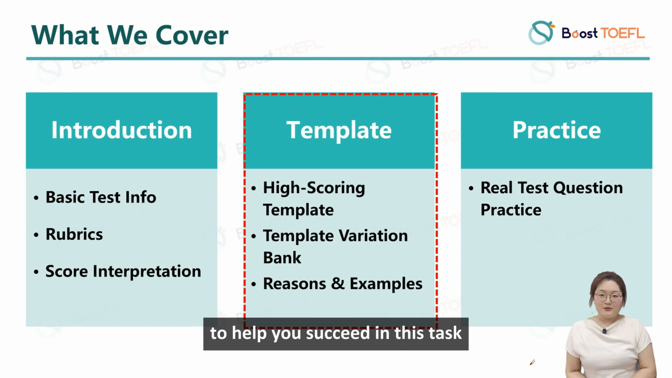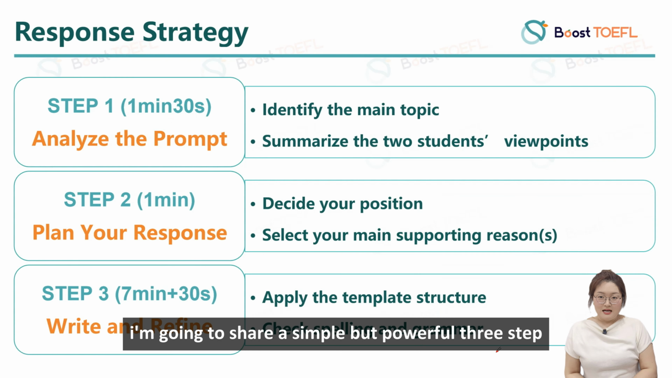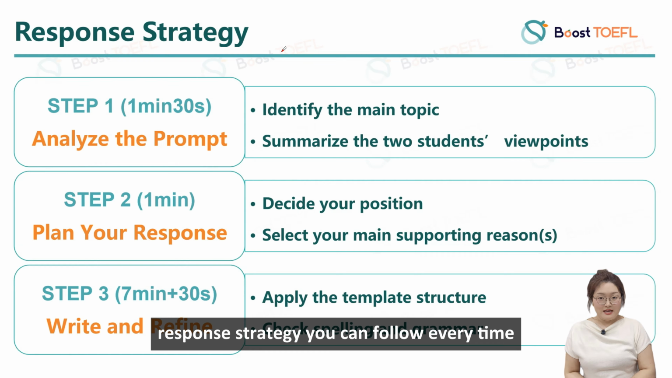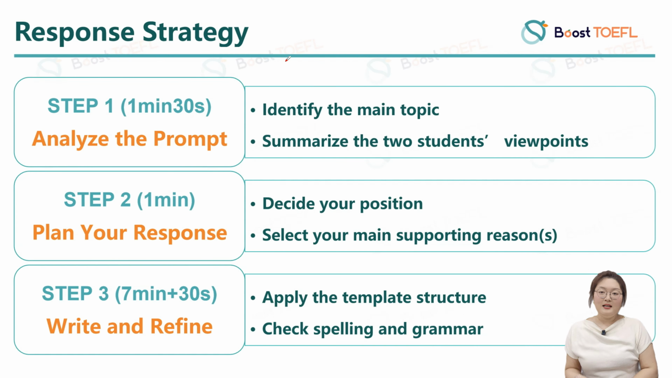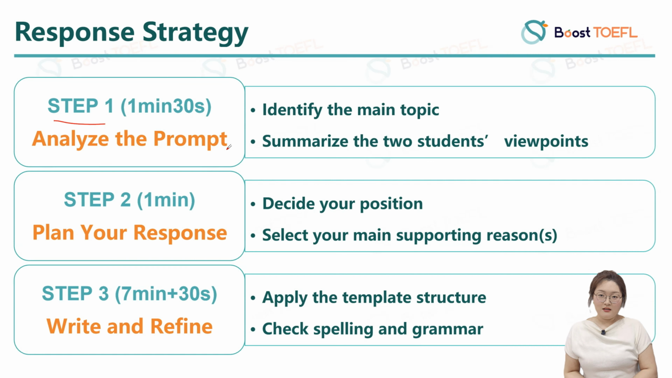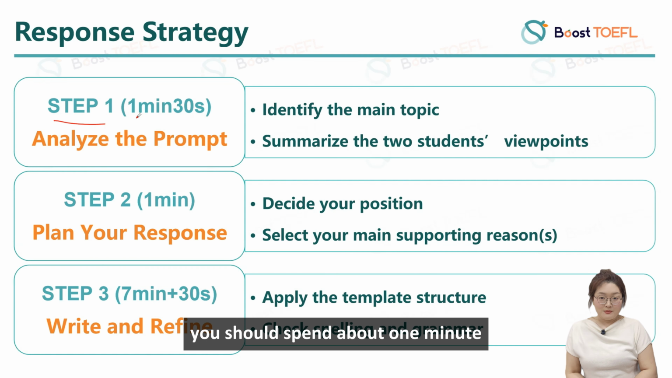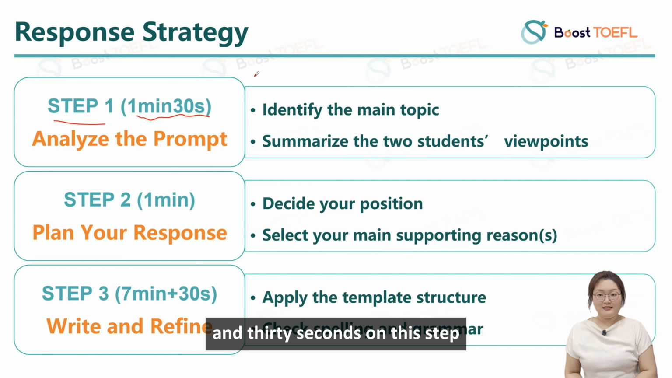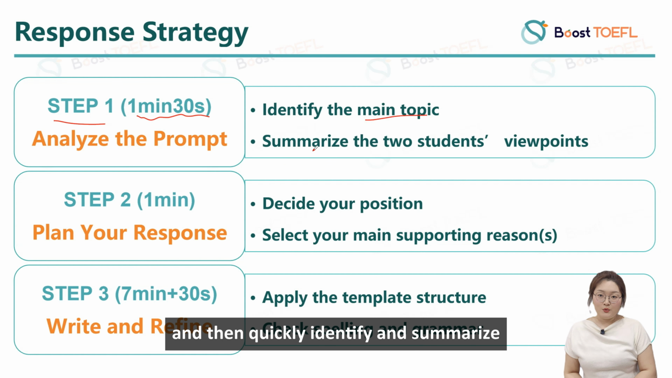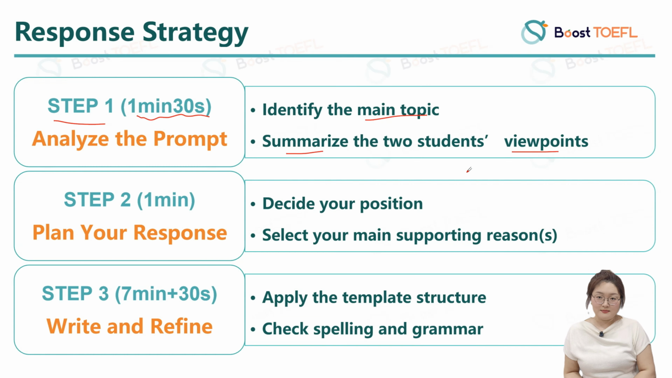Now, to help you succeed in this task, I'm going to share a simple but powerful 3-step response strategy you can follow every time. Step 1. Analyze the prompt. You should spend about 1 minute and 30 seconds on this step. Your job is to understand the main topic clearly and then quickly identify and summarize the two students' different viewpoints.